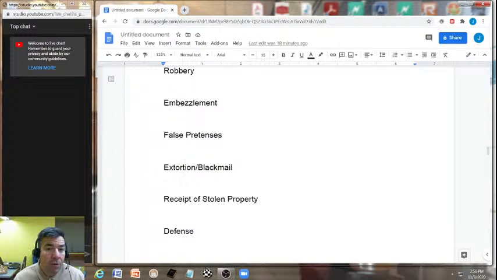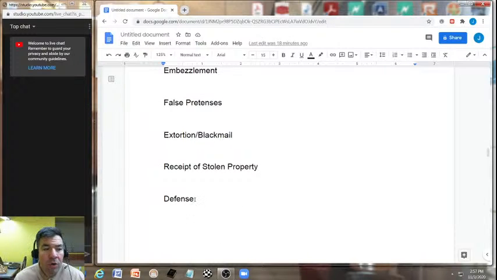Receipt of stolen property is the receiving of property with the knowledge that the property in question is stolen. The receipt of stolen property, again, to recap that, is the receiving of personal property with the knowledge that said property is stolen. The defenses we're going to be looking at here are retaking own chattel and the defense of claim of right.